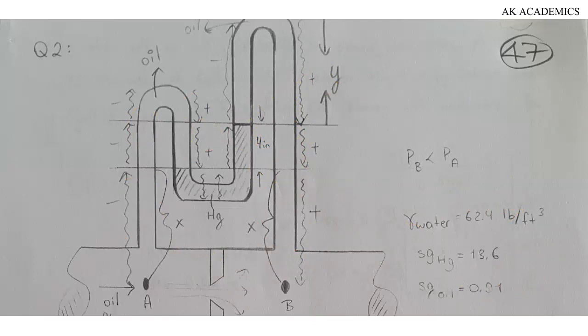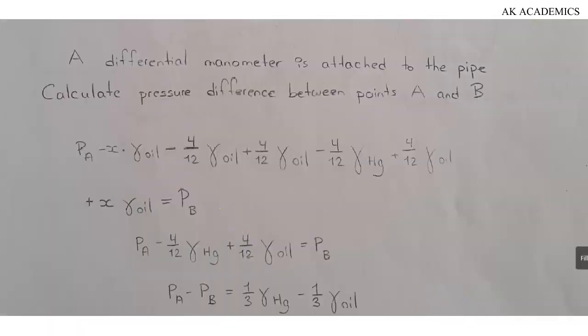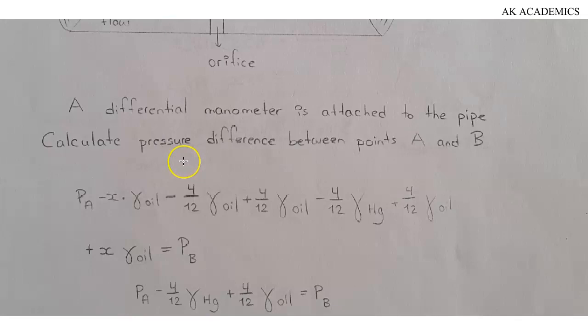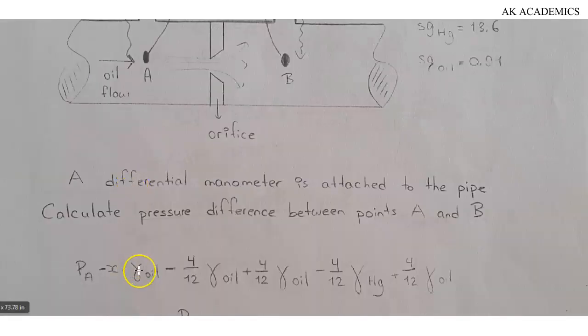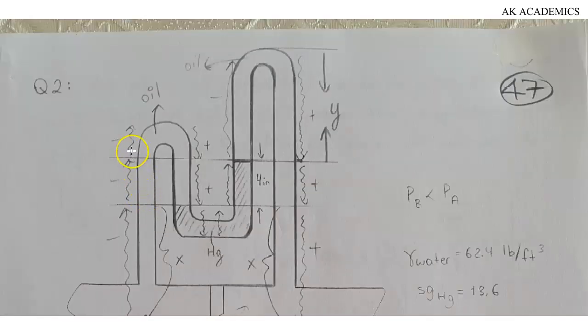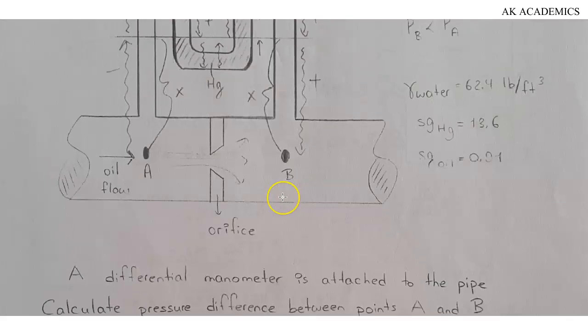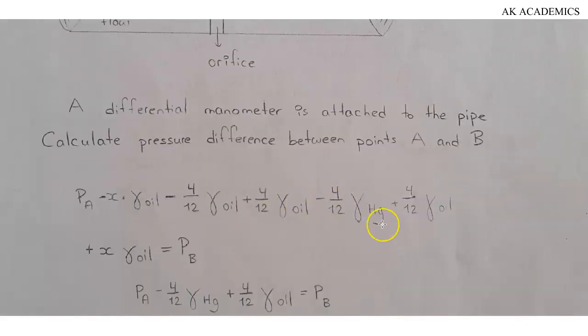Eventually what we're going to have left is pressure of A plus pressure due to height x, but since this is upward, it's going to be minus x times specific weight of oil. This is cancelling out, we don't need it. The only thing we need now is just this plus 4, so it becomes plus 4 over 12 times specific weight of mercury. This is what we're going to have.